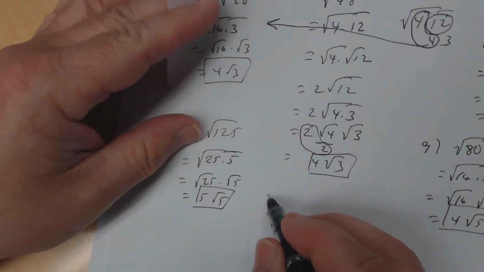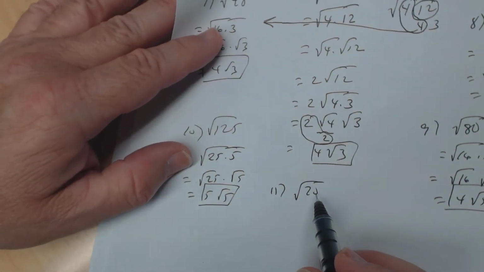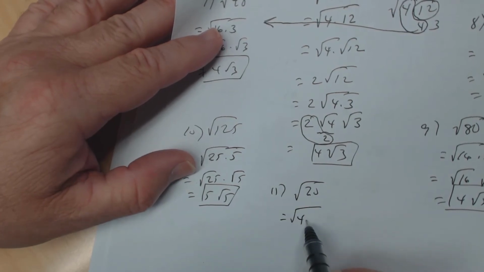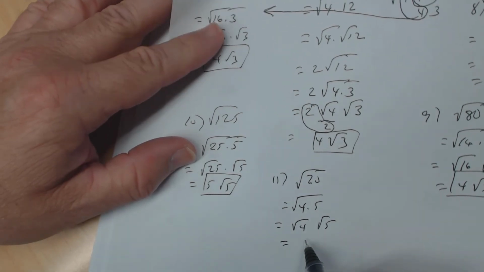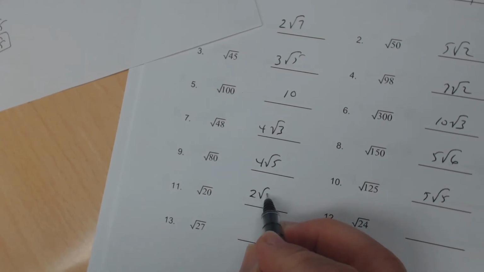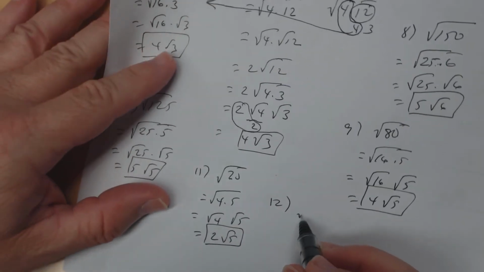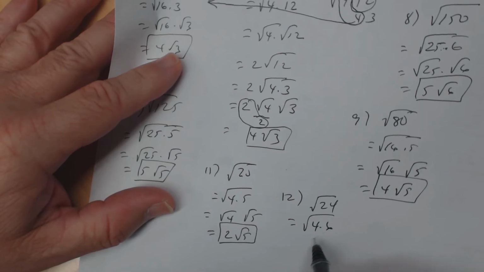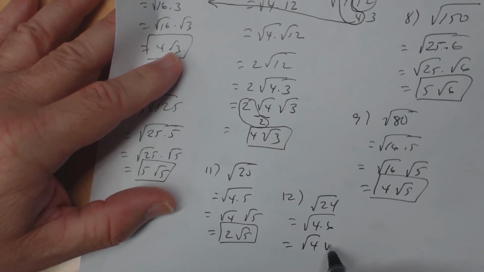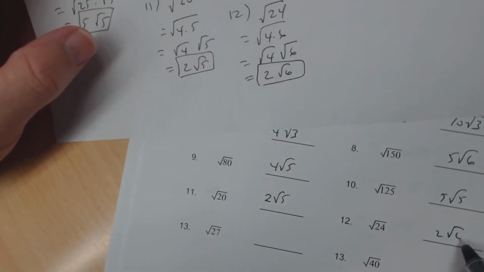Number 11, you have the square root of 20. Well, 4 is the largest perfect square that goes into 20. So we're going to say the square root of 4 times 5, and that's the square root of 4 times the square root of 5. So we get 2 square root of 5. Number 12, you have the square root of 24. So again, 4. It'll be the square root of 4 times 6, so that's the square root of 4 times the square root of 6. So that's 2 square root of 6. So 12 is 2 square root of 6.